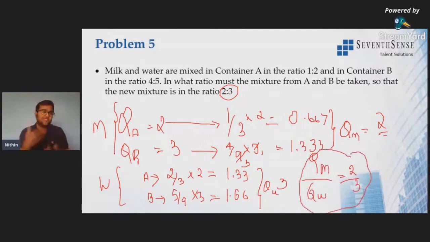So this is how you will generate the proof. It is matching with 2 is to 3 in the mixture. Hope everyone understood this, right? Consider any one value. If you take water, you will get it as 2 by 3 and 5 by 9, and similarly in the mixture it would become 3 by 5. If you just take quantity of water in each value. Clear, guys? Should I explain once again?